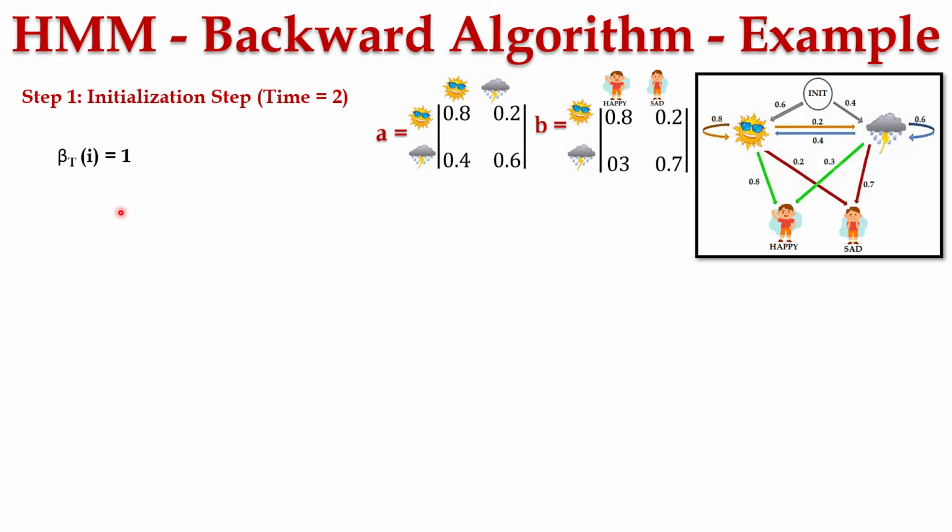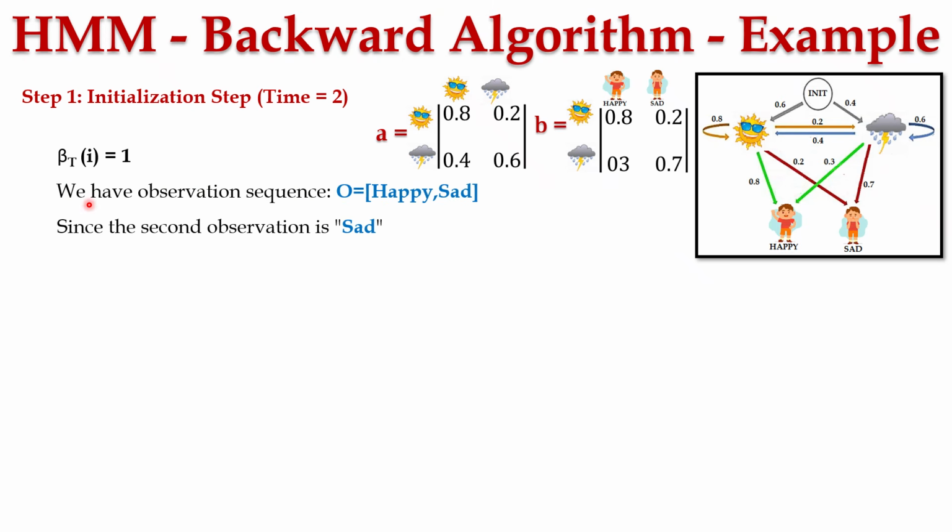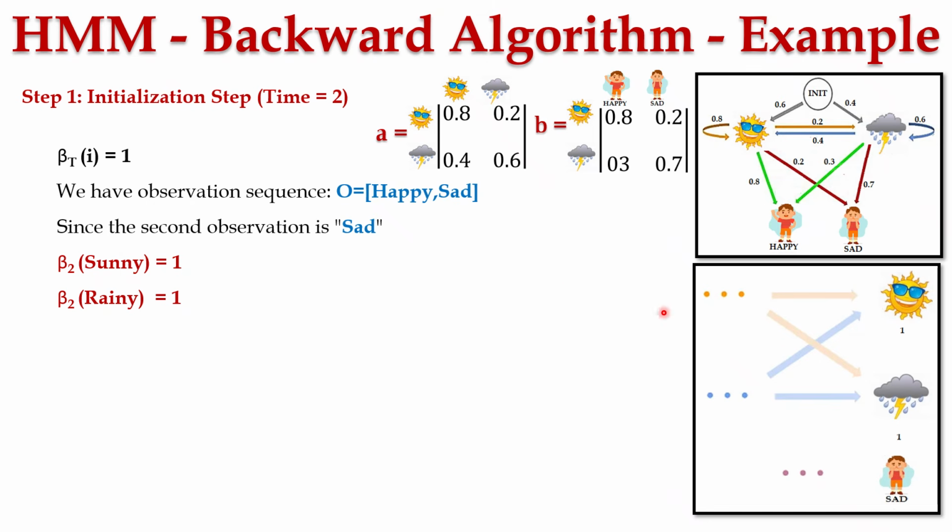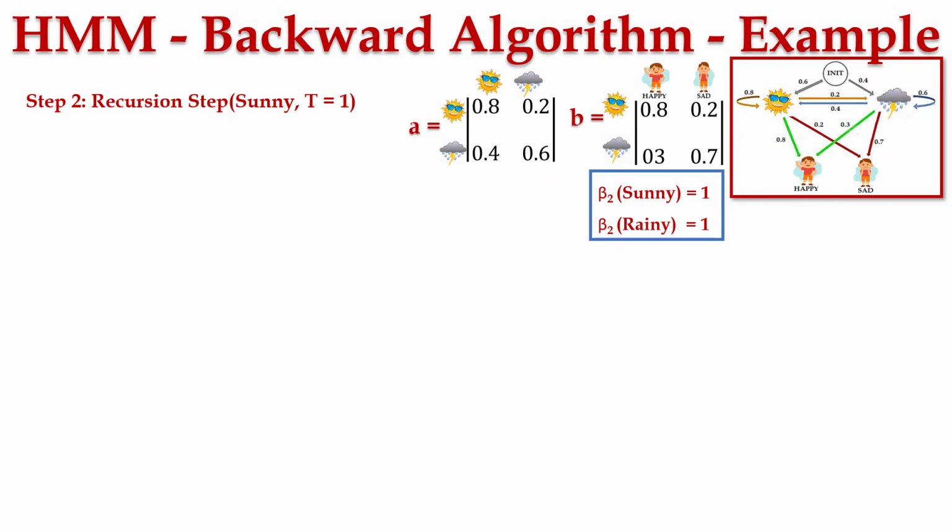The general formula is beta t of i is equal to 1. We need to initialize the backward probability for all the available states as 1 at timestamp t. We have the observation sequence O as happy and sad in our model. Since the second observation is sad, let's consider timestamp 2 here. So we can assign the initial values for both the states sunny and rainy as beta 2 of sunny is equal to 1 and beta 2 of rainy is equal to 1. And the same is given in the pictorial representation here. The next step is the recursion step.